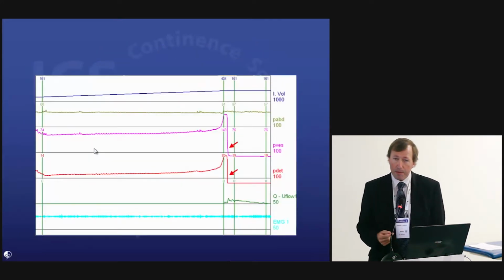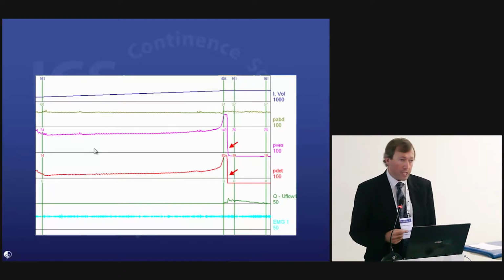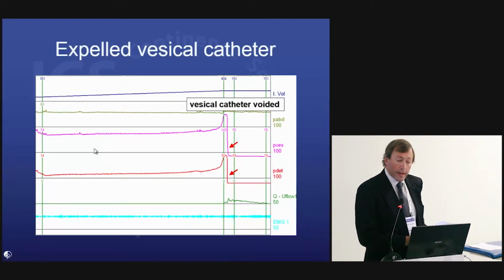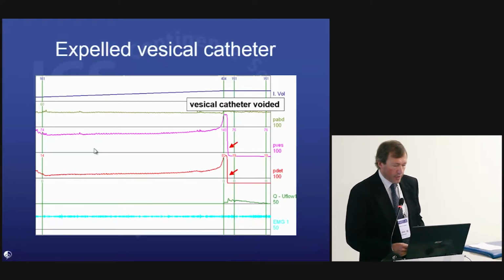However, in this case, you can see that where the red arrows are, the vesical catheter has come out way before the maximum flow point, and there's hardly any flow to speak of anyway. But in this case, you probably haven't answered the urodynamic question. You've no idea really what the detrusor pressure is at the maximum flow point. So you might well have to recatheterize and do the test again. So in all these cases, consider if you need to repeat the test when you see this happen.